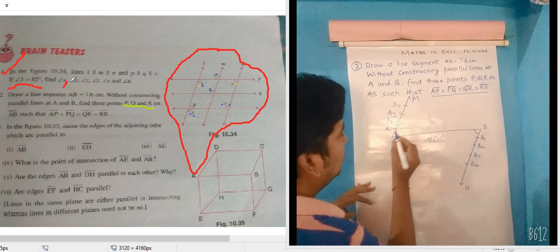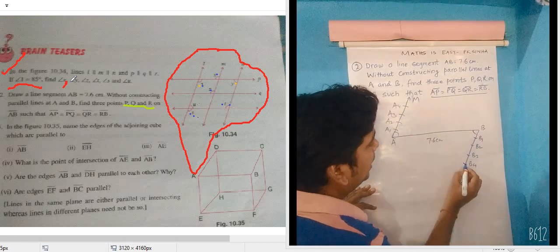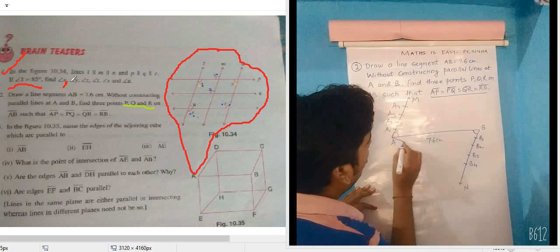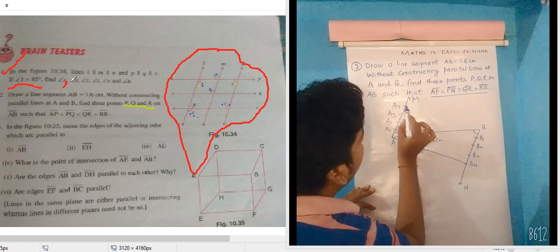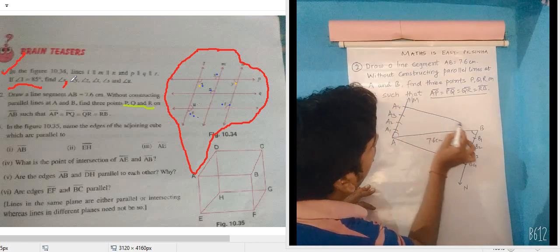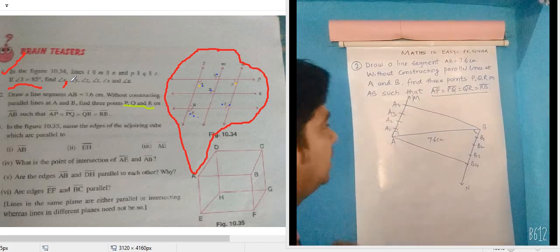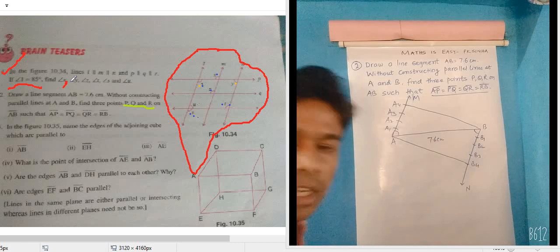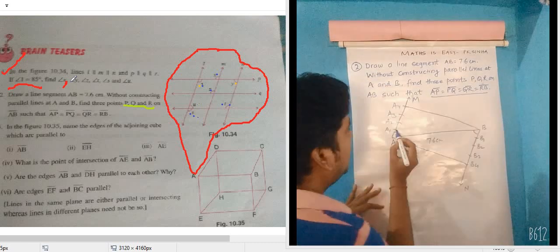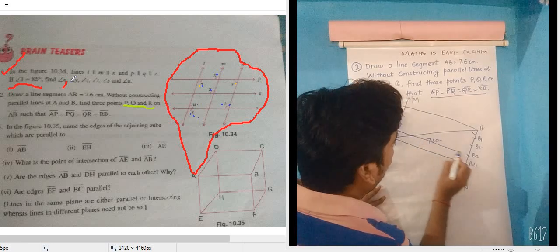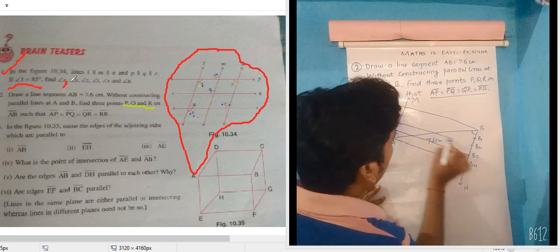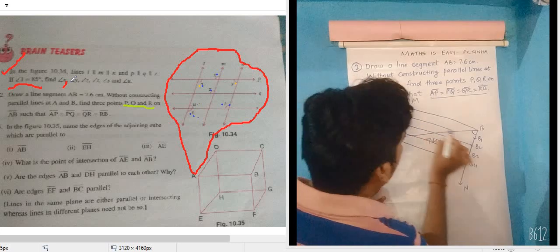Very important point: join A to the end point B4 and A4 to point B first of all. After that, join all the successive points. What are the successive points here? A1 to B3, A2 to B2 and A3 to B1.